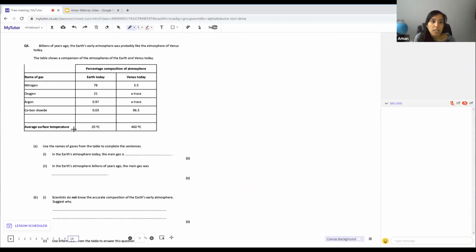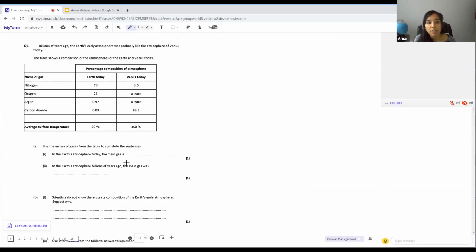Okay, so this table shows a comparison of the atmospheres of the Earth and Venus today. Venus pretty much represents the Earth's old atmosphere. So both Mars and Venus represent the Earth's early atmosphere. So that's why they don't have life on them at the moment. They're still representing the Earth's early atmosphere.